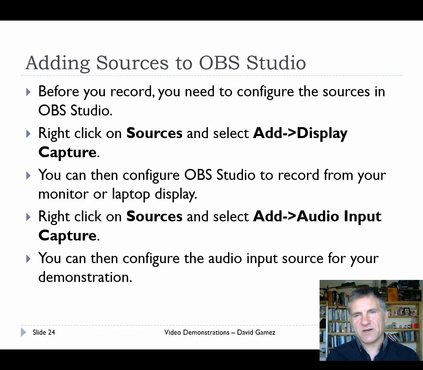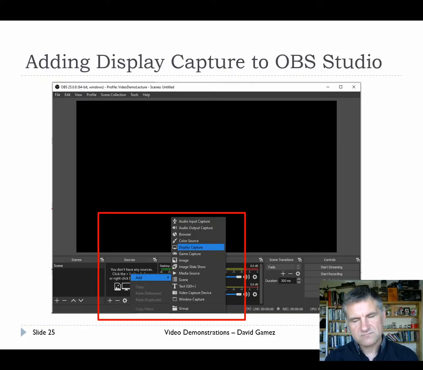And then the next step after you've installed OBS Studio is you need to configure the sources. You need to tell OBS Studio what it's going to record from. So right click in the sources pane, add display capture, and then we can configure it to record from your display, your monitor or laptop screen. Then we right click on sources and add audio input capture, and then we can configure the audio input source. I can't do a demo because I'm recording this live, but I can show you the screenshots.